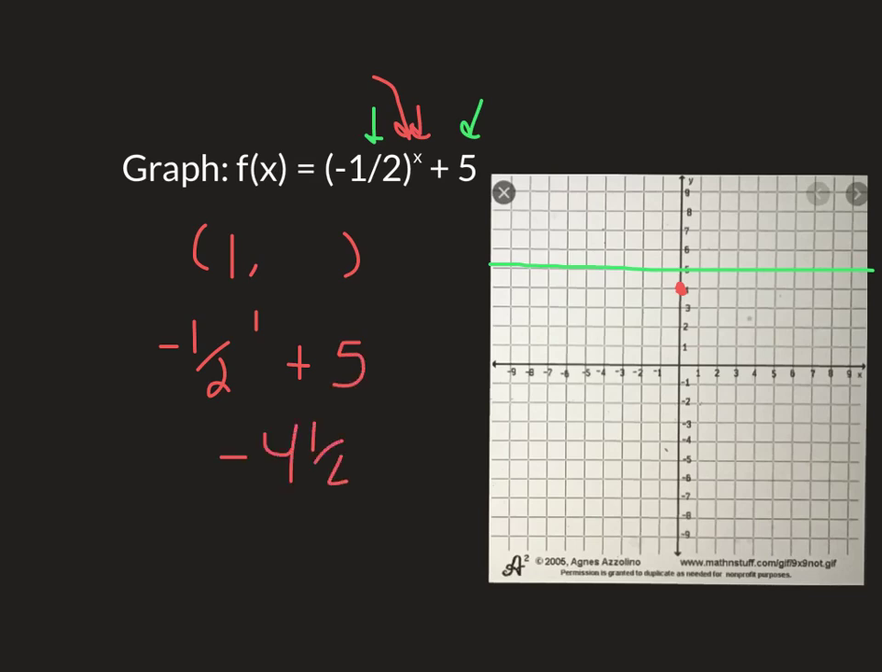So my next point is 1, negative 4.5, which is way down here. Wow. And the graph's going to go like this. It's going to get closer and closer to the x-axis over here, and it's going to come down in a hurry. It's exponential decay. That's called exponential decay.